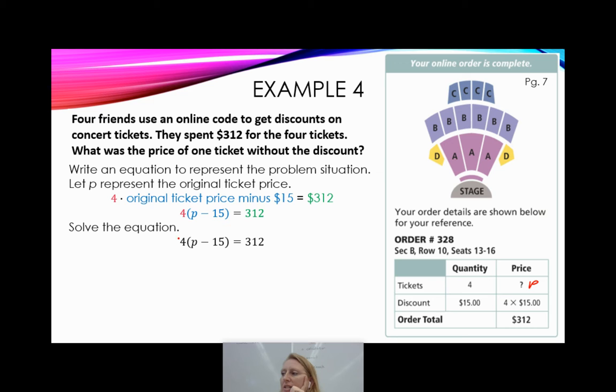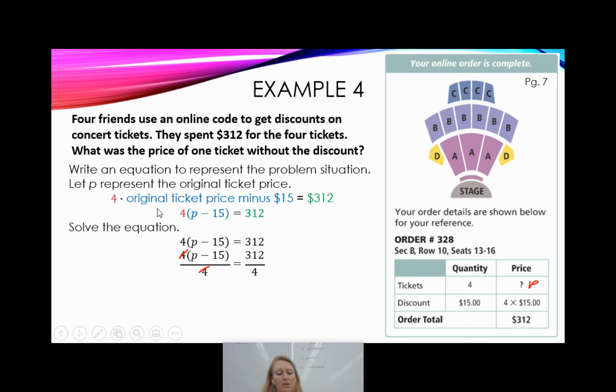I'm going to say that since this is 4 times all of this, I'm going to divide by 4. Right? You undo multiplication with division. And if you do it to one side, you do it to the other. So I'm approaching this from the perspective of, what if I divide both sides by 4? Because when I do that, these 4s will cancel out, which is so convenient. So now I have P minus 15.